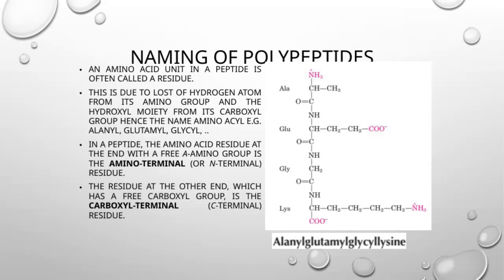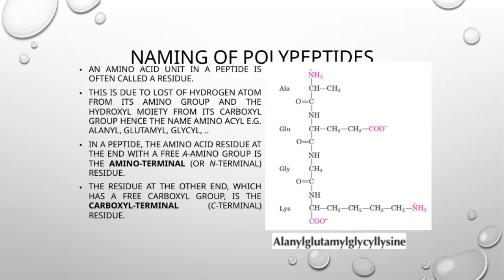Now let's talk about what we call an amino acid unit in a peptide. It's often referred to as a residue. This terminology comes from the fact that, during peptide formation, a hydrogen atom is lost from the amino group and a hydroxyl group from the carboxyl group of the amino acid. That's why we often see the term amino acyl, like alanyl, glutamyl, glycyl, and so on.